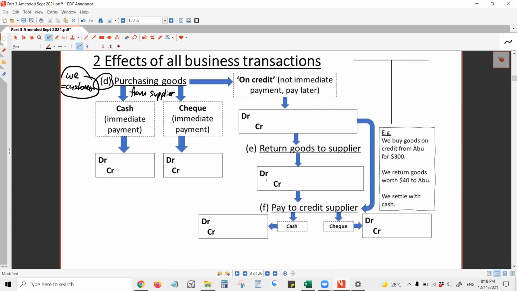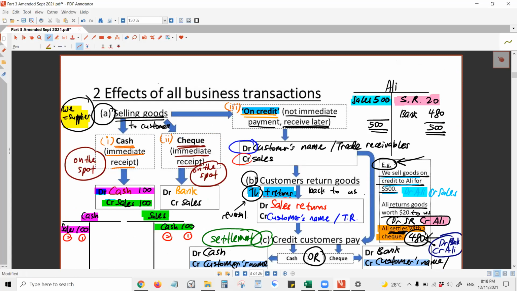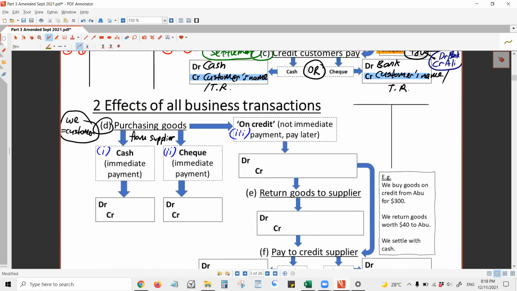Okay, now let's have a look at this. Purchasing goods from supplier. Again, you can have three possible situations: D1, D2, and D3. I believe you should understand why there are three situations here. Just like when you sell goods to customer, there could be three situations: A1, A2, and A3. You may get cash from customer on the spot, you may get check from customer on the spot, or you sell goods on credit. So the same goes to buying goods from supplier. There could be three situations.